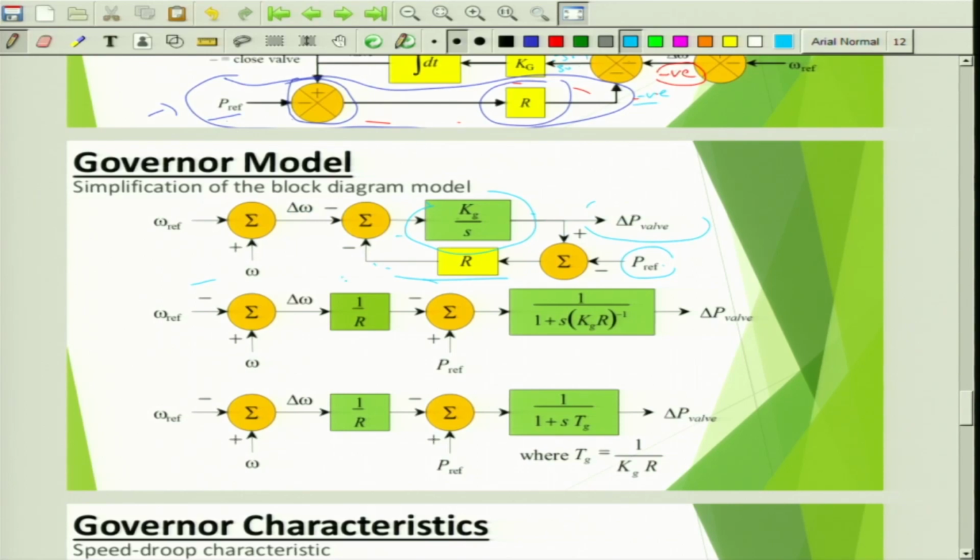Position basically. This is the same thing which is represented in a different manner. You can shift this block diagram using reduction techniques, so that you will be able to obtain a transfer function ultimately. So we are just using block diagram reduction techniques. So R is shifted here, this is 1 by R, then you will get this term 1 by (1 plus S kgr) whole inverse, and ultimately this is what you are getting, where 1 by kgr is reflected as 1 by S(1 plus STG).